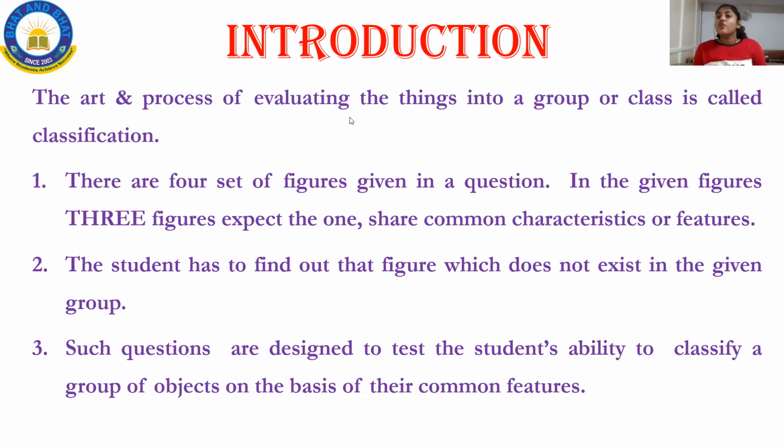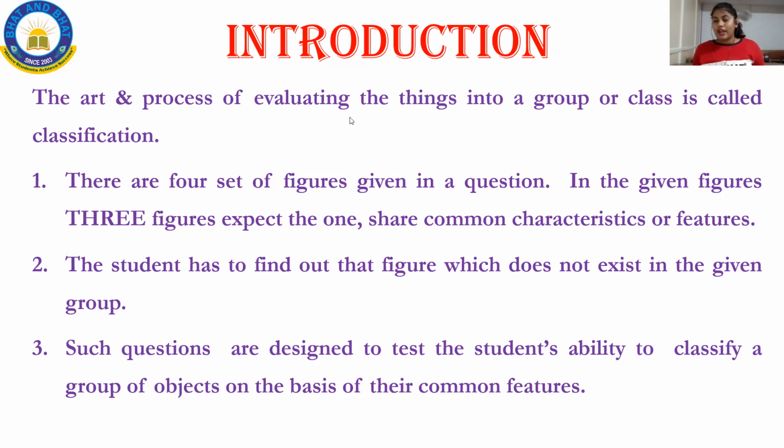I'll tell you once what is odd man out. We have to take one odd picture out. Okay, so how to solve that? They will give 4 figures. In those 4 figures, 3 will be sharing common properties or features, and 1 will not be sharing. So your work is to take out which does not belong to the group. Keep in mind, take out the one which does not belong to the group.